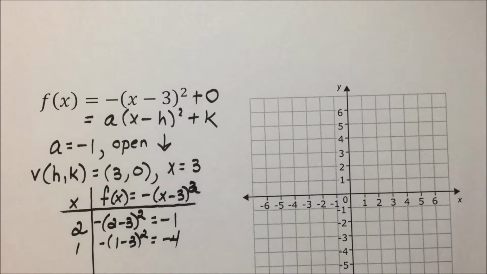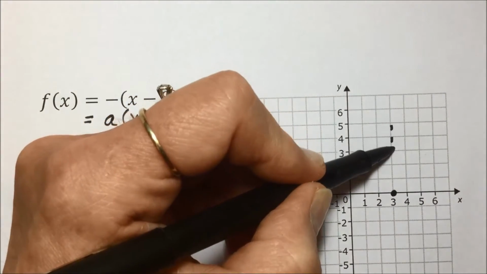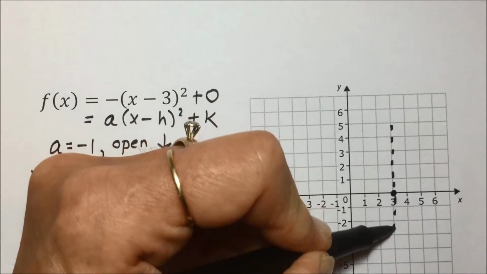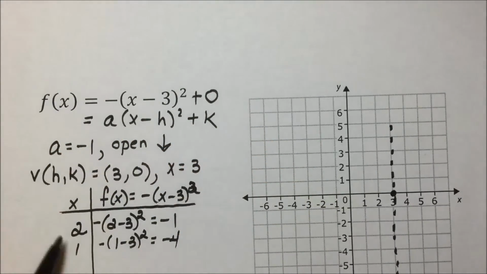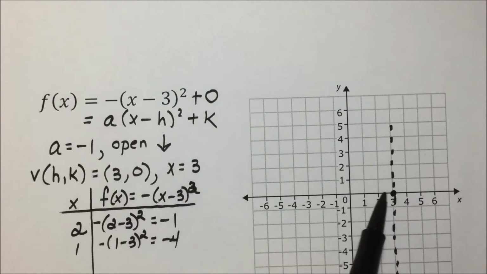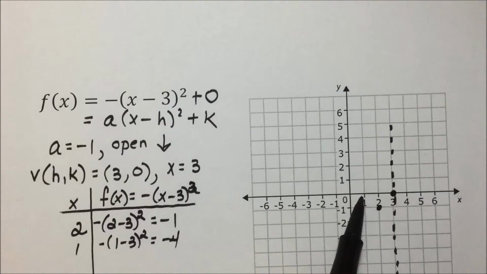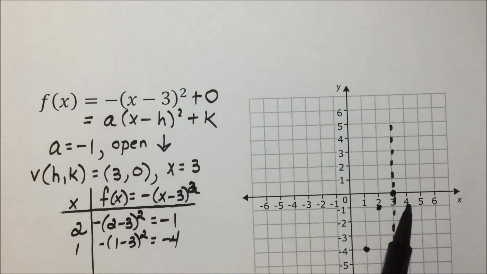Plotting those points, we have our vertex at (3, 0). That didn't change. Our axis of symmetry is through the vertex at x equals 3. We found the point (2, -1). We found the point (1, -4). Due to reflection, we can reflect. We're 2 away from our axis of symmetry, so 2 on the other side would give us that point.